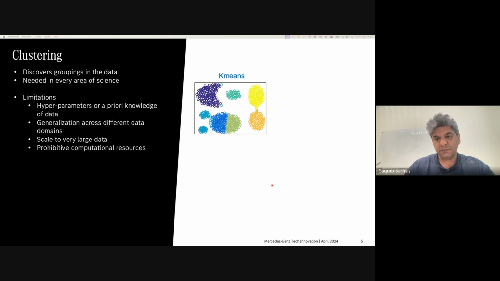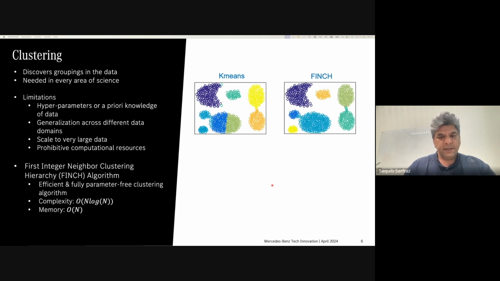Apart from the very famous k-means, most of the other recent clustering algorithms, especially graph-based algorithms, cannot scale to very large data because they would require prohibitive compute resources. Largely, their memory or compute requirements are quadratic. So if you try using hierarchical agglomerative clustering on millions of samples, you would find that it's simply not possible to do it on a normal compute machine that easily.